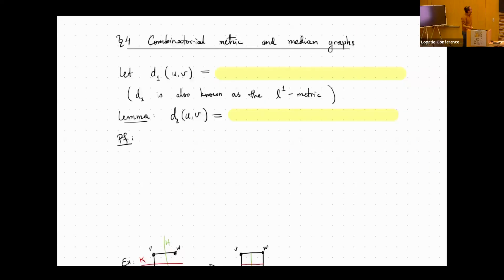So here's why we want those things: the hyperplanes actually give us metric information about X that was sort of hidden in the combinatorics of the cube complex. So first, let's define a new metric on the cube complex. Some people call it the L1 metric or the combinatorial metric. This is just the metric on the vertices that comes from shortest path.